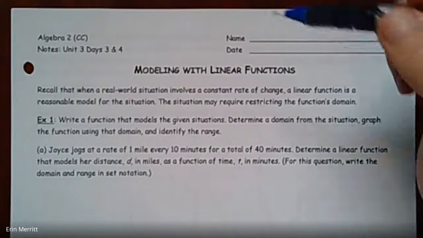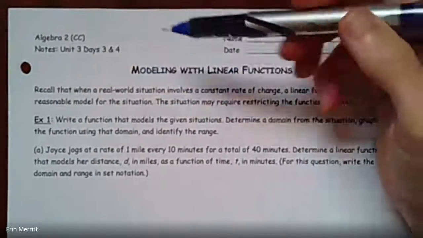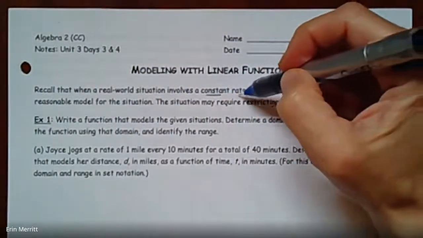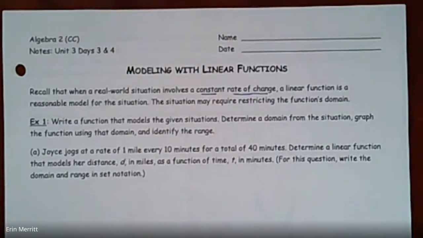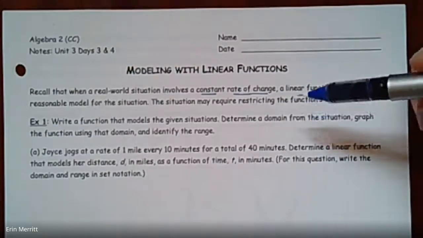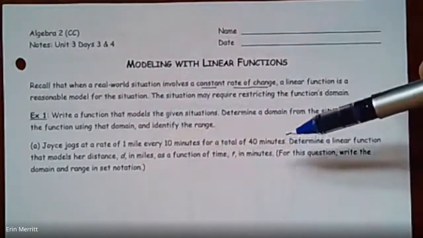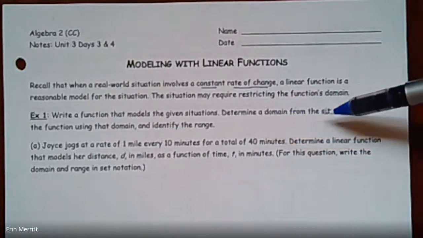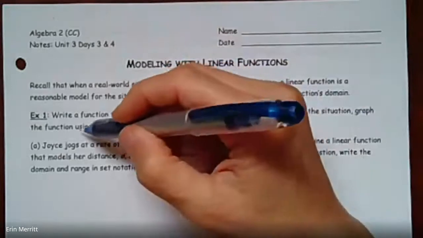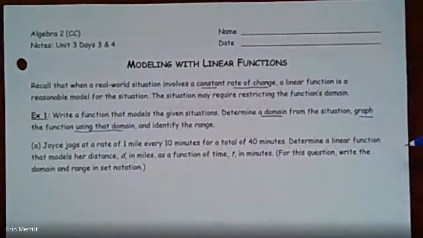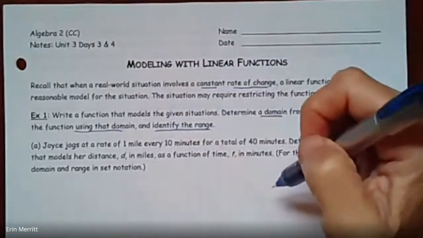So first things first, it says, recall when a real world situation involves a constant rate of change, that's when a linear function is appropriate, right, to model what's going on. So we've done modeling with absolute values. We've done some with parabolic, so like parabolas, quadratics. So today we're focusing on linear. So the first one says, write a function that models the given situations, determine a domain from the situation, and then graph the function using that domain. So let's draw a little sketch and then identify the range, right?